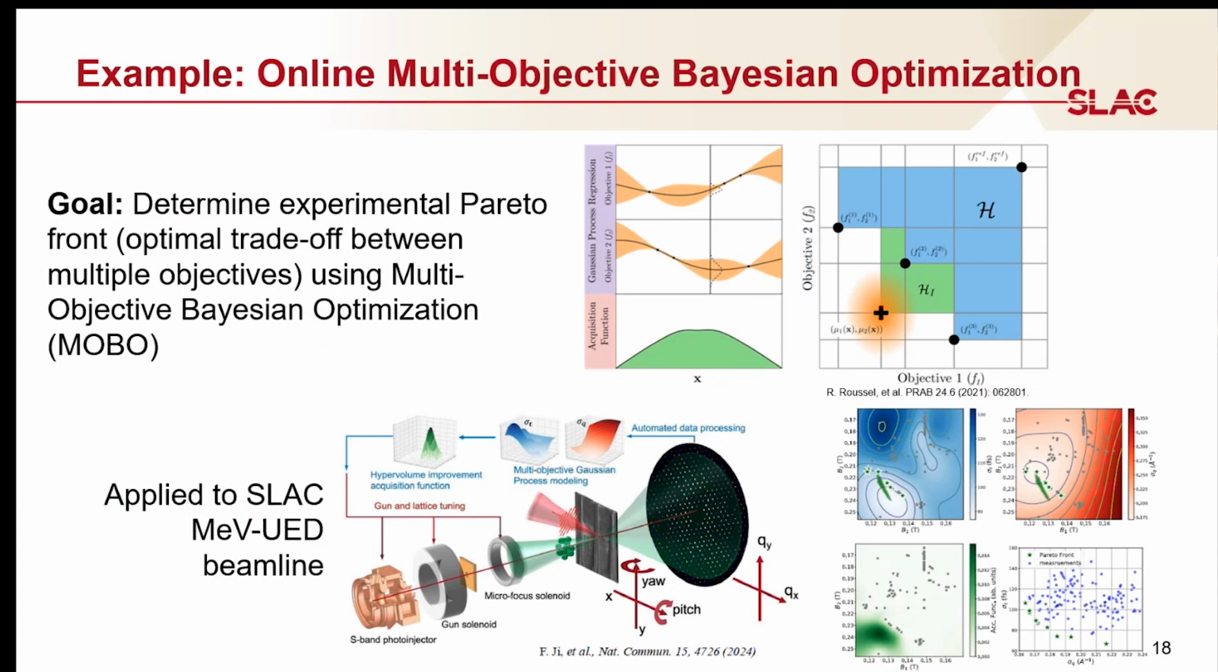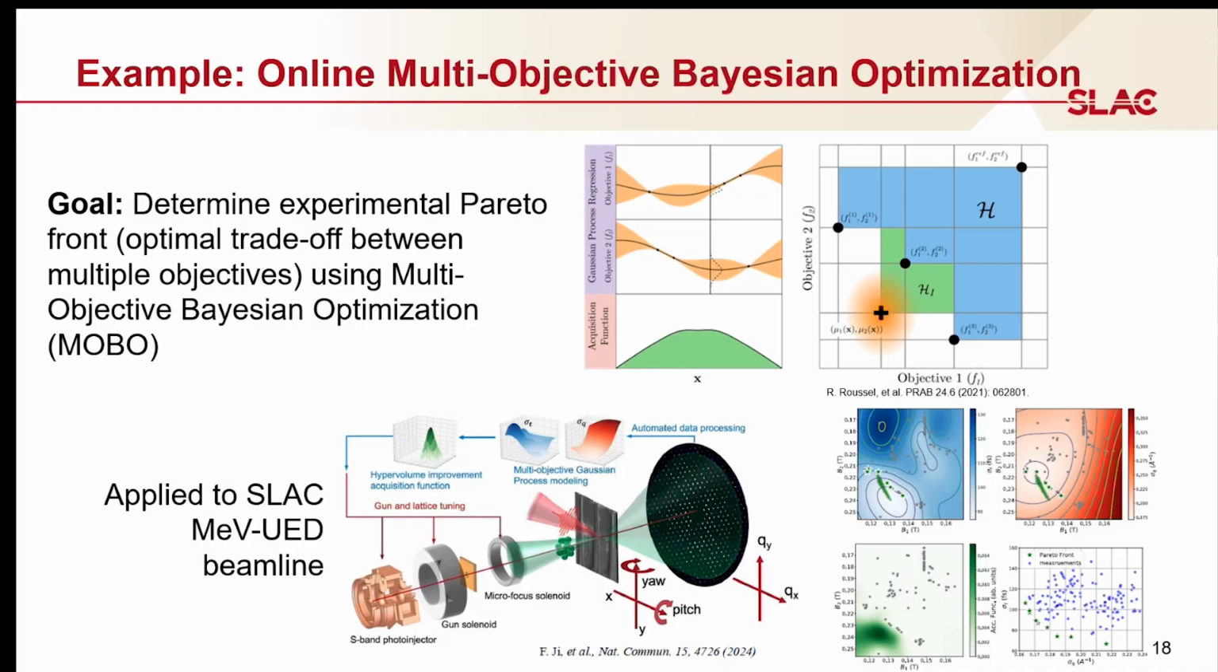We can also do online multi-objective optimization. In this case, we have multiple competing objectives, and we want to identify the ideal trade-off between these objectives, the so-called Pareto front.